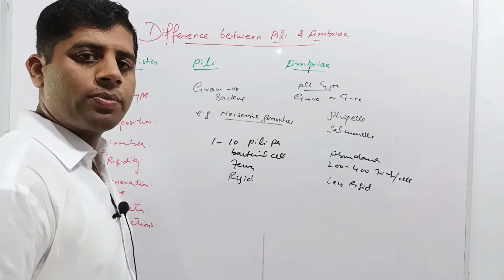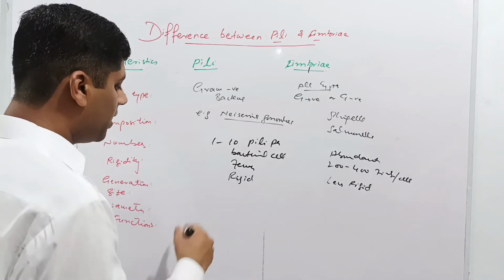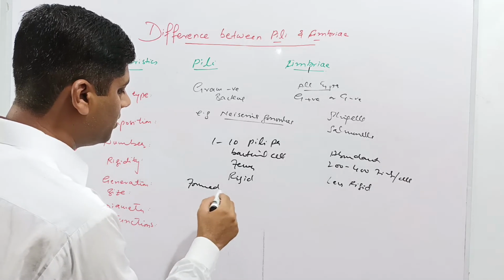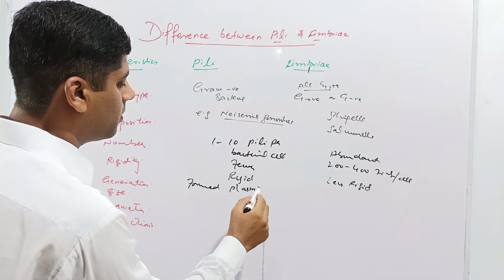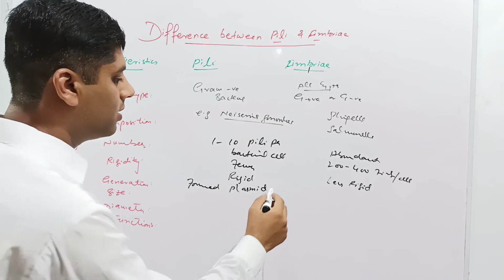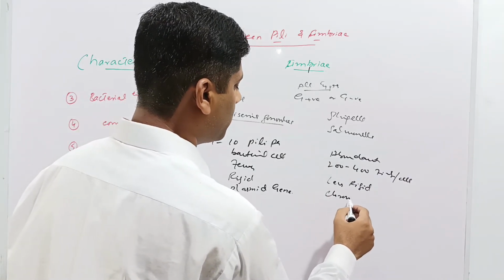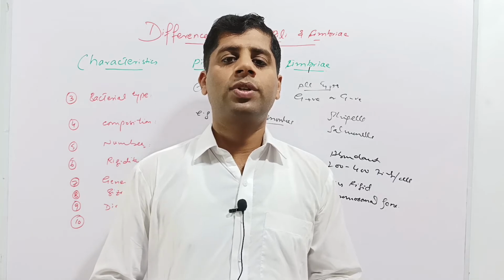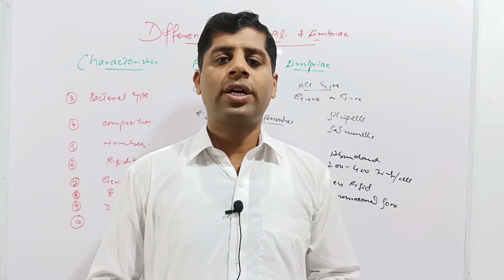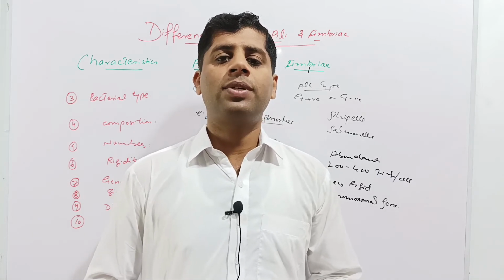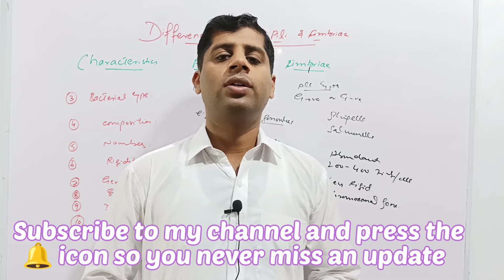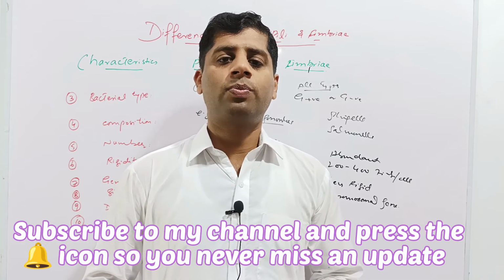Next is the generation or formation of pili and fimbriae. Pili are formed from the plasmid genes, the small circular DNA of the bacteria called plasmid, while fimbriae are synthesized from the chromosomal genes. There is a single chromosome present in the cytoplasm of the bacteria in a particular site called the nucleoid. So fimbriae are basically synthesized from the chromosomal genes present in the nucleoid region of the bacterial cytoplasm.